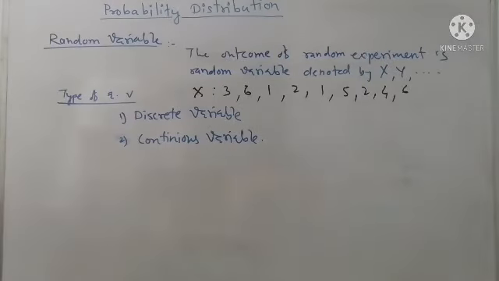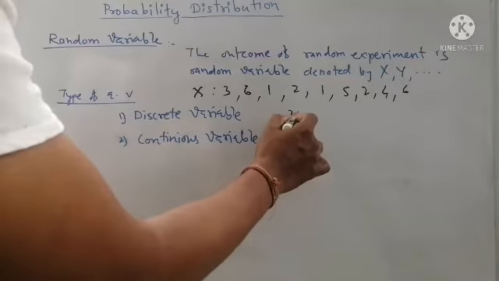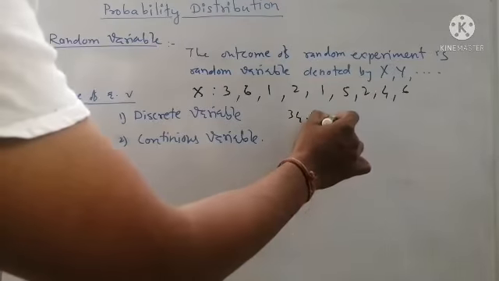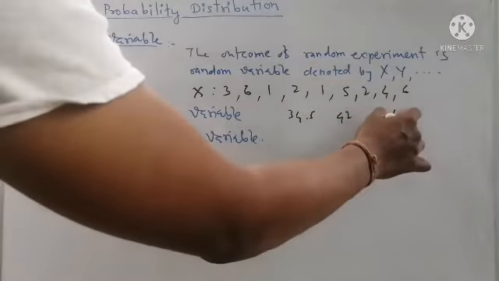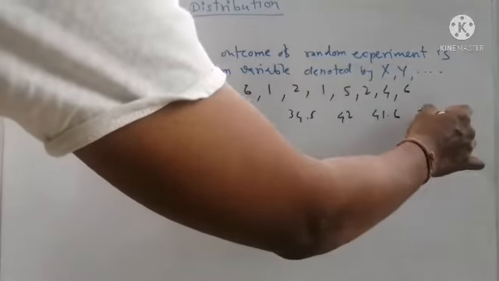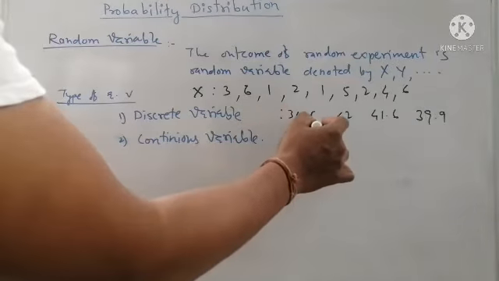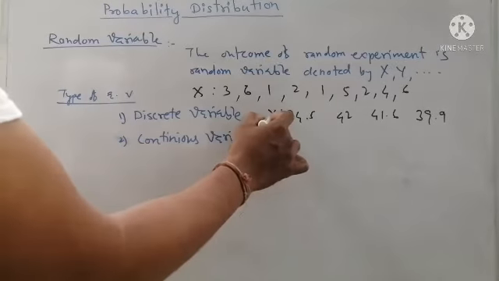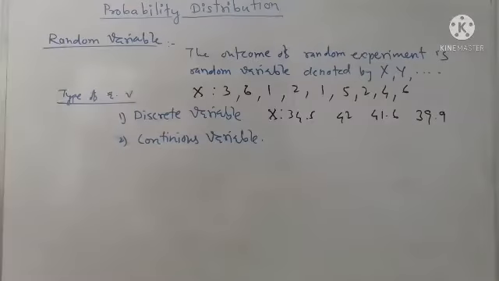Similarly, if we weigh students in a class, one student has 34.5 kg, the second student has 42 kg, the third student has 41.6 kg, and the next student has 39.9 kg. When all students are weighed, such variables are also called random variables. Here X are 34.5, 42 and so on.